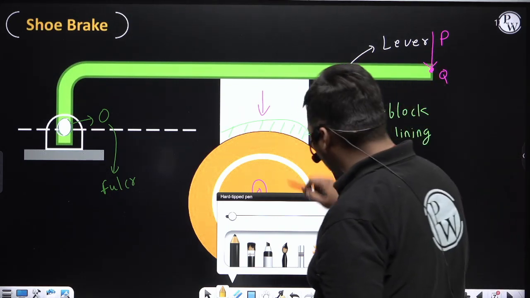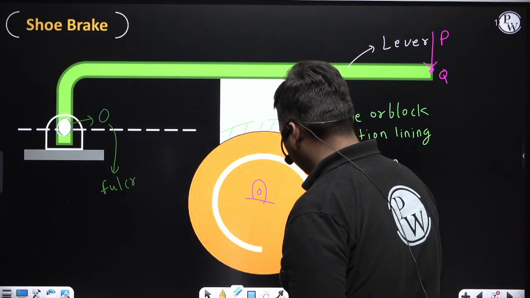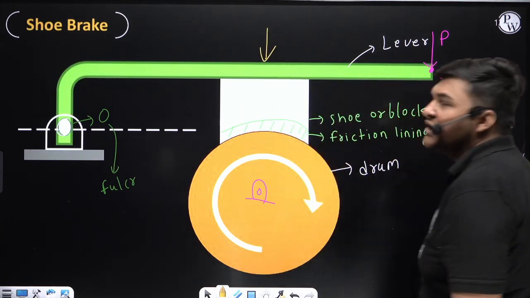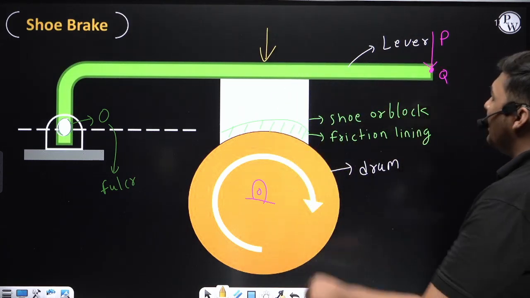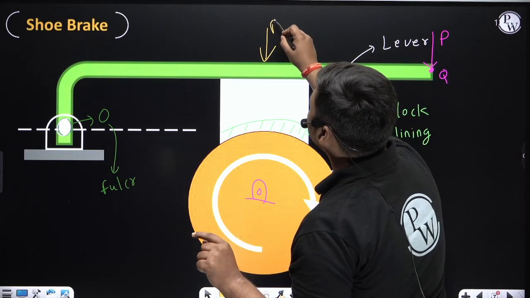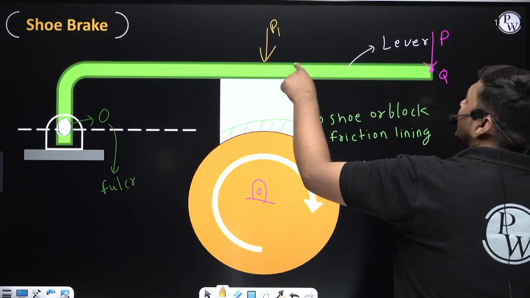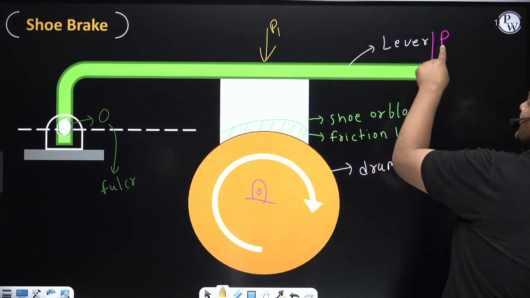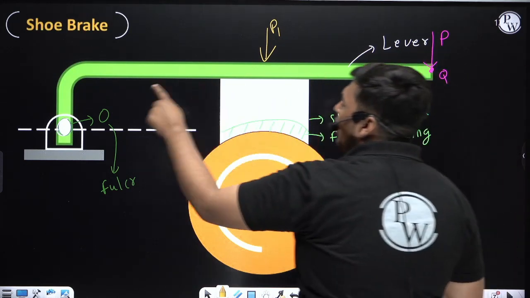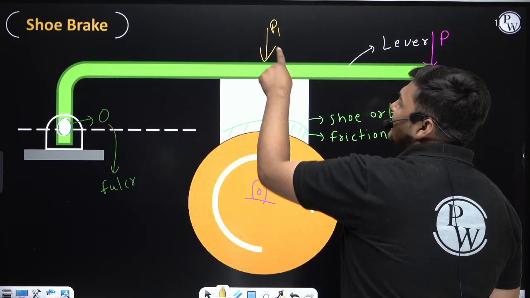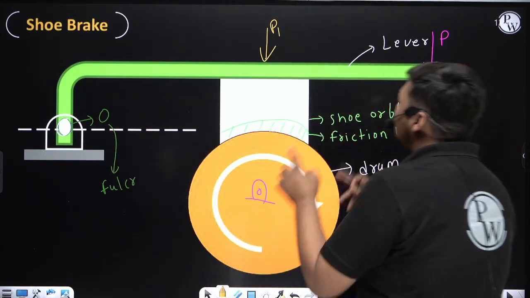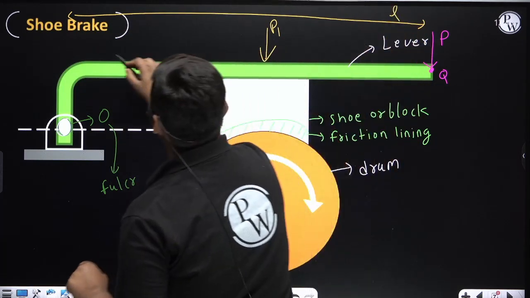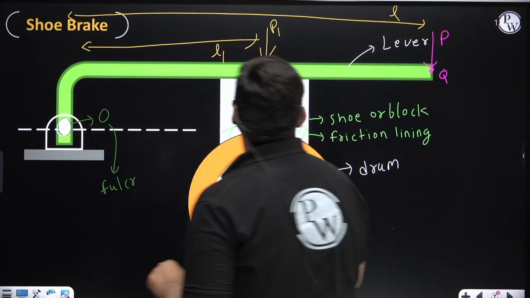If we want, we can also apply braking effort at this location also. But suppose the braking effort which I am applying here is P1, and the braking effort I am applying here is P. Now you can see the distance of this location from fulcrum O is maximum, and the distance of this location from fulcrum O is less than this distance. Suppose this distance is L, just for understanding, and this distance is L1. So you can see L is more than L1.